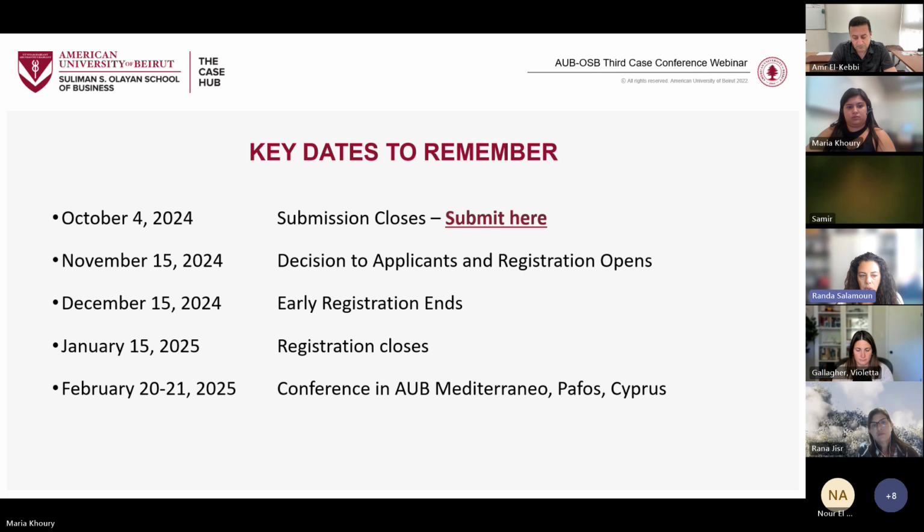So the acceptance will be made based on this proposal. And during the conference, you will be allocated to a case discussion group. And the case discussion group will be basically providing developmental feedback to each other. And on every table, we will be having one case expert that will help you develop your case further.